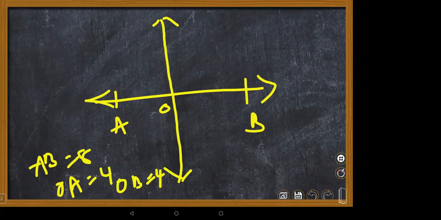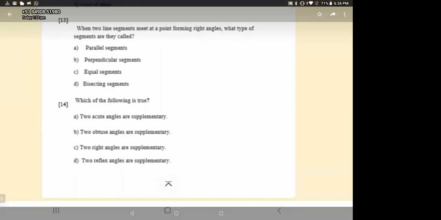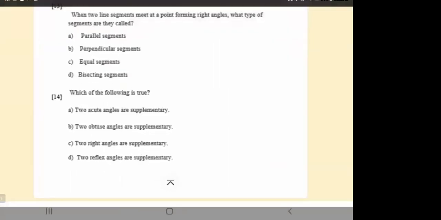Okay, very good. Who is this? Ma'am, Harini. Very good question. Why? Because a line can be extended endlessly, right? Yes, ma'am. Right. Very good question.